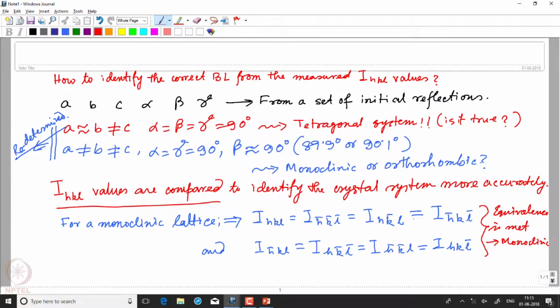So this confusion is avoided: whether beta, when it is close to 90 degrees, should be considered as beta equal to 90 degrees, or taken as something like 90.1 degrees or 90.08 degrees, which is very close to 90 degrees. If it is really monoclinic, then these two conditions will be met. If it is not monoclinic, if it is orthorhombic, then a different condition will be met. And what is that different condition?